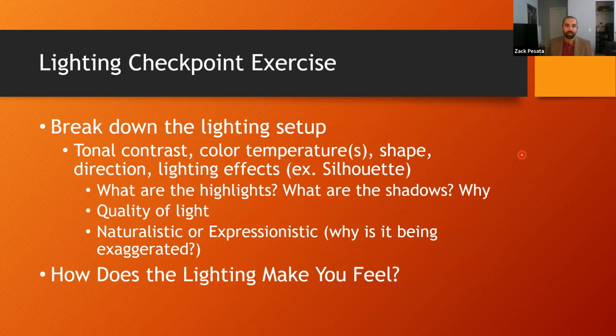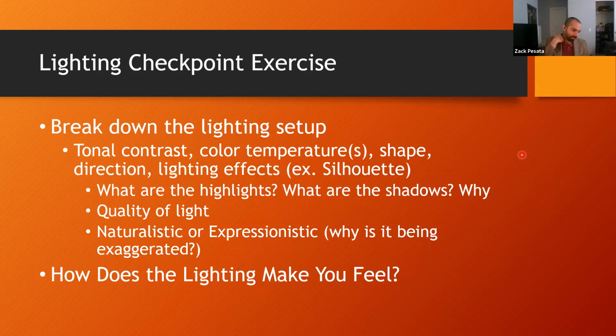So let's do a little lighting activity to break down the lighting setups. And as I show you, again, this is just one frame from a shot. Focus on just pulling out the characteristics of lighting. So talking about tonal contrast, color temperatures, the shape, the direction, different lighting effects. What are the highlights? What are the shadows? Why do you think they chose that? What's the quality of the light? Is it naturalistic? Is it expressionistic? And additionally, how is the lighting making you feel?